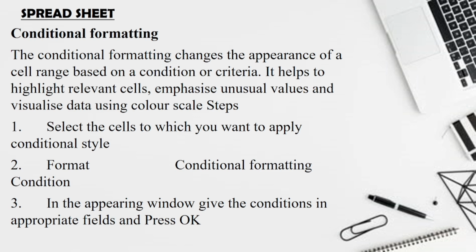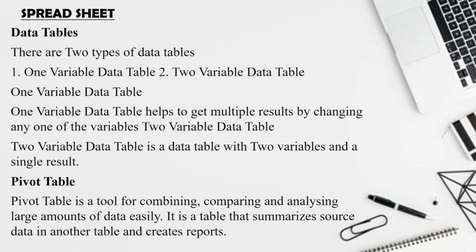So conditional formatting changes the appearance of a cell range based on the condition or criteria, and we will get the output based on the criteria. Data tables, only two types of tables are there: one variable table and two variable data table. A one variable data table helps to get multiple results by changing any one of the variables, and a two variable data table is a data table with two variables and a single result.